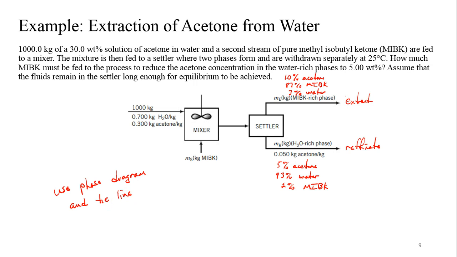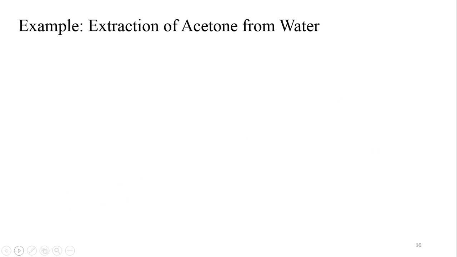Now that we've figured out what the compositions are, we can address the question. It says here, how much MIBK must be fed to the process to reduce the acetone concentration to this? Let's finish off that part of the problem. I'm going to go to the next slide, so I need some space here. Let's think about doing some mass balances.